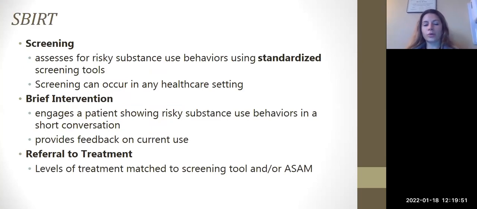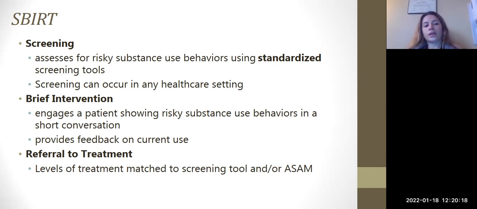Another model that has really good data and evidence that supports it, which is kind of a big picture model that a program could adopt, is SBIRT, which stands for Screening, Brief Intervention, and Referral for Treatment. So this is where, again, everybody gets screened, so universal screening, using a standardized screening tool, and it can start in any healthcare setting. And in fact, SBIRT has been applied to a lot of emergency department settings and shown really good data to support it. So you kind of catch who's at risk and then proceed from there.